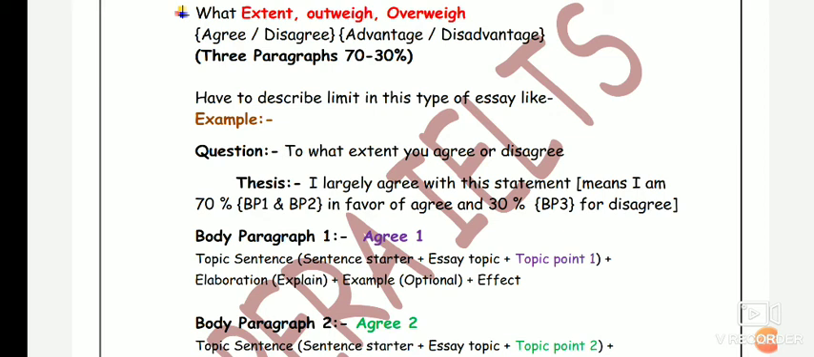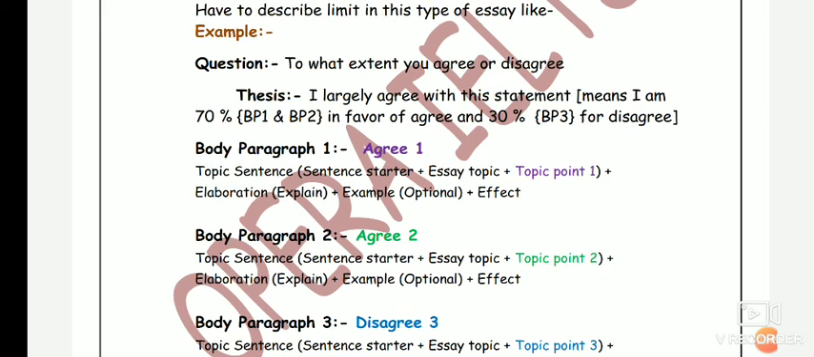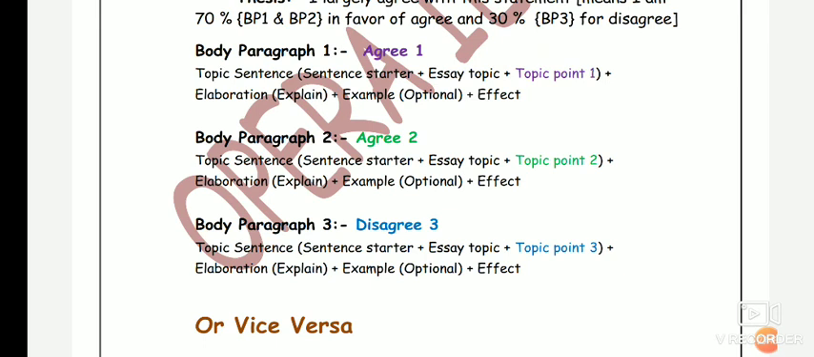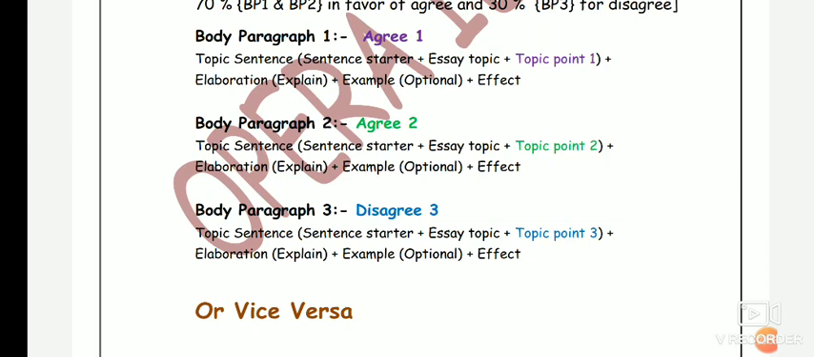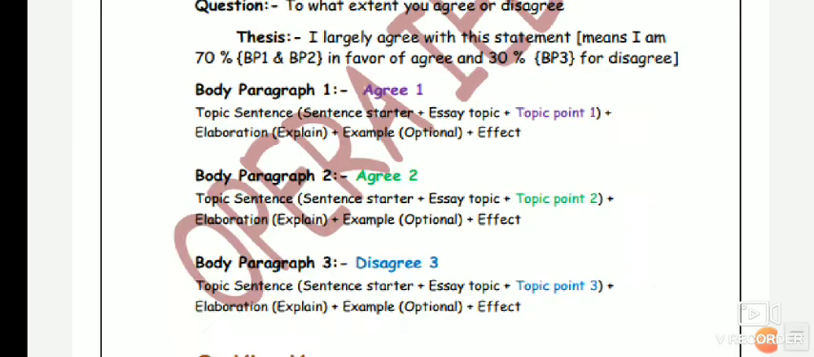Then the additional one is the 30%, which is the disagree part, and you can just make a third BP for it. Like body paragraph 1 agree point 1, body paragraph 2 agree point 2, and in addition, for the 30% one we have to describe body paragraph 3 with the disagree point. Like 70% BP1 BP2, 30% BP3, otherwise everything is the same. This is only the additional part and here we just conclude.